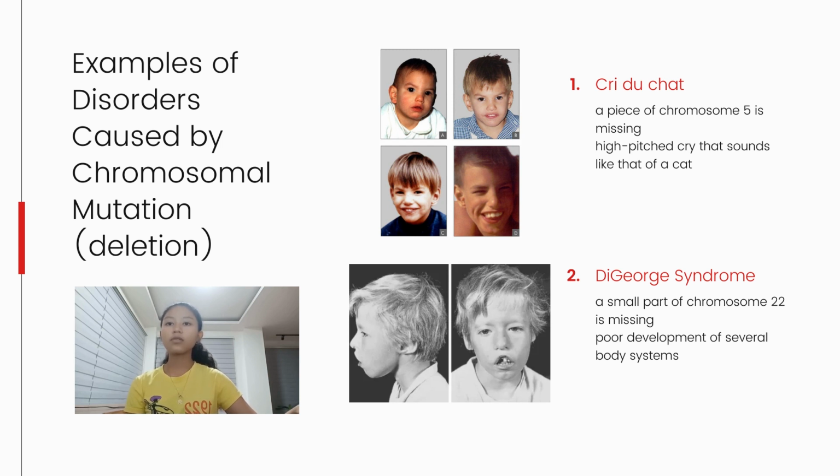Second, we have DiGeorge syndrome. It is a disorder caused when a small part of chromosome 22 is missing. This deletion results in the poor development of several body systems, including heart defects, poor immune system function, a cleft palate, complications related to low levels of calcium in the blood, and delayed development with behavioral and emotional problems.